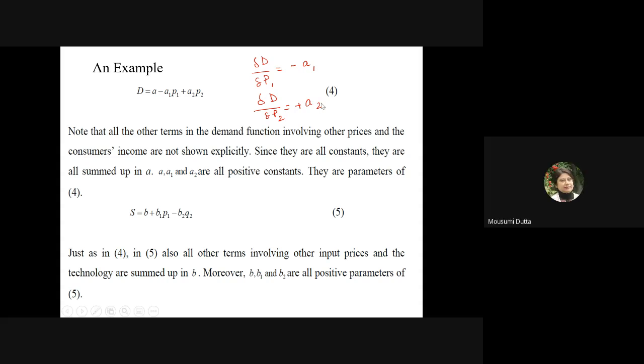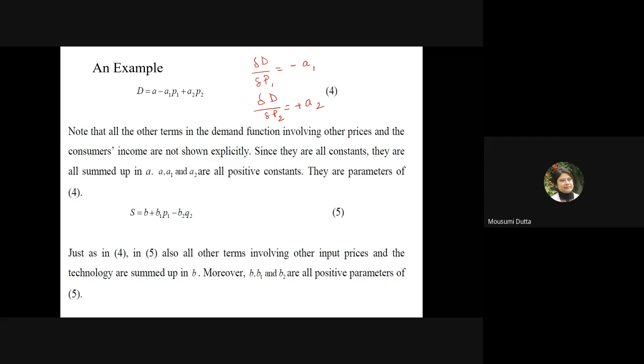So del D by del P1 is minus A1, which indicates an inverse relationship between price and demand. On the other hand, del D by del P2, I'm considering A2. Implicitly, I'm assuming that A1, A2 are all positive constants. Now, if del D by del P2 is a positive amount, A2, what is the relationship between the concerned commodity and say X2? Suppose X1 is the concerned commodity for which we are checking demand and supply. So what is the relationship between X1 and X2?